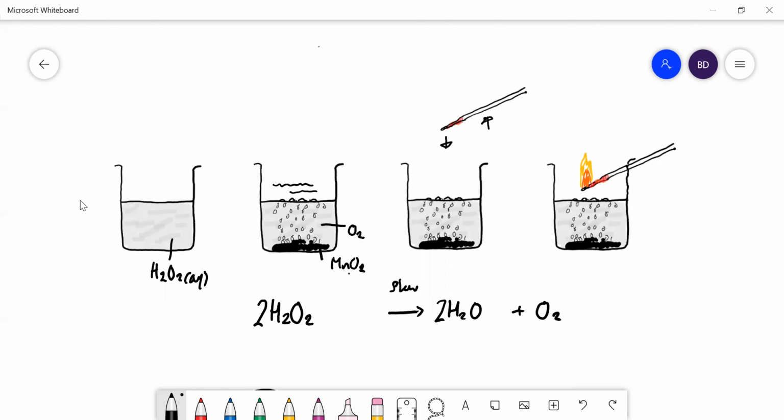Of course, the reason why it relights is because in order for things to burn, they need oxygen. There's 20% oxygen in the air, so here you're going to have 100% oxygen, so it will burn even much better than normal.